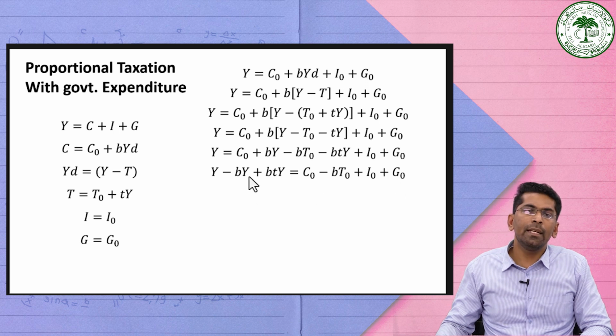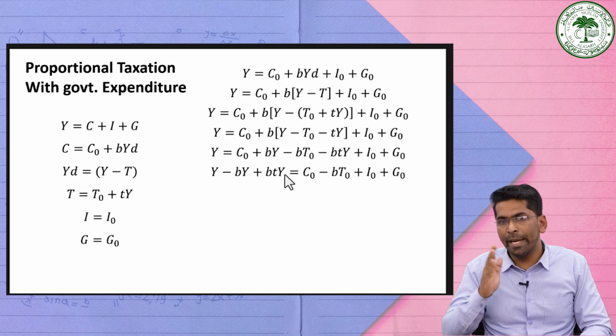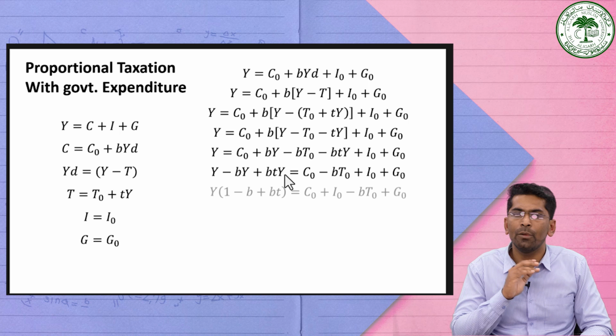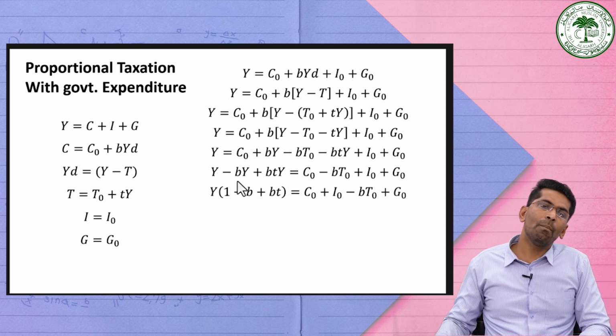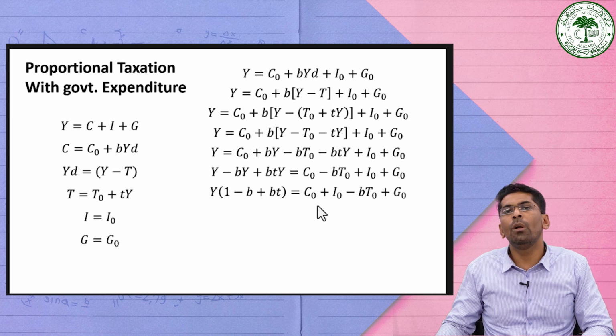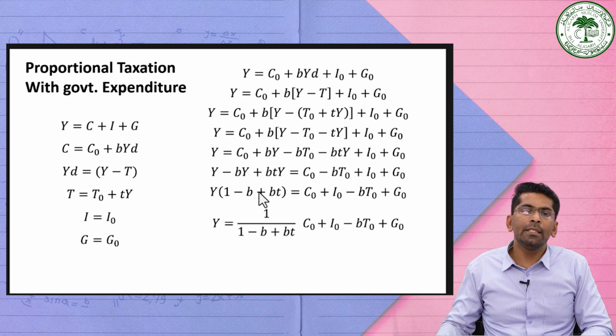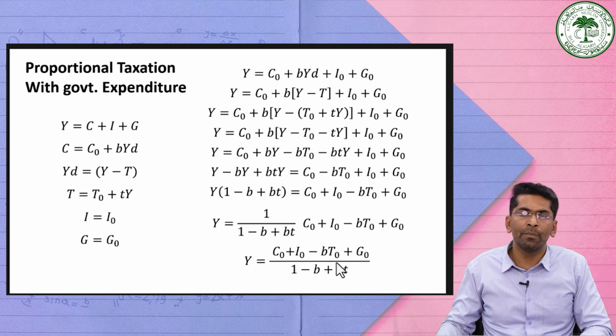Now here in these three terms we have y common. So again I am going to take y outside. What is remaining here is 1 minus b plus bt, which is equal to C0 plus I0 minus Bt0 plus G0. Then this term I am going to take to the right hand side of the equation, so it will go to the denominator side. So y is equal to 1 by 1 minus b plus bt, then C0 plus I0 minus Bt0 plus G0. Then if I multiply this term, it will become C0 plus I0 minus Bt0 plus G0 divided by 1 minus b plus bt.